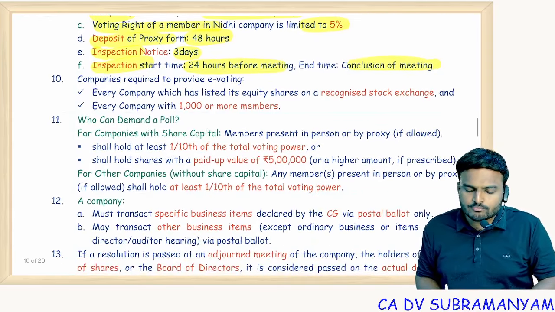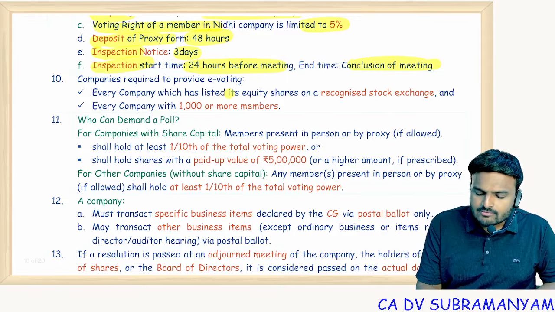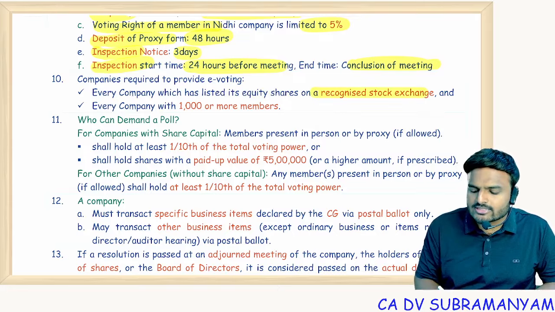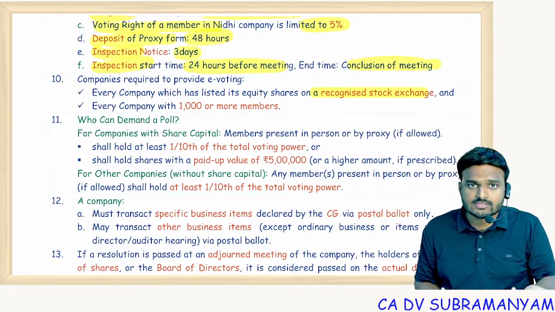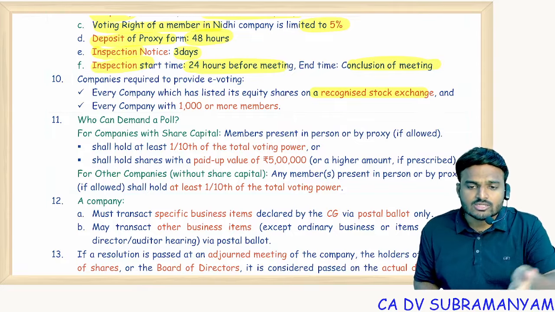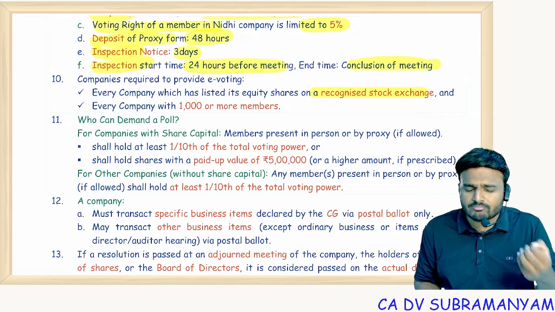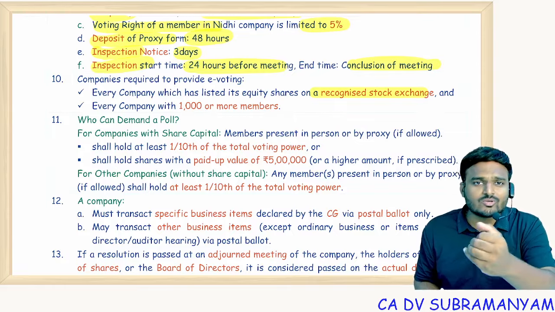Company is required to provide e-voting. Every company which has listed its equity shares on a recognized stock exchange, except SME trading platform companies whose shares were listed on small medium enterprises platform, even though listed, no need of e-voting.